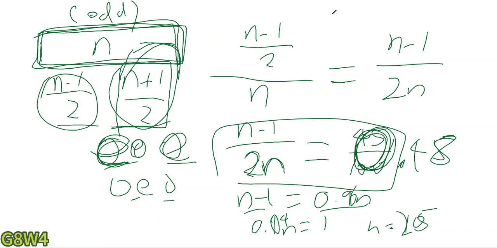All right. One of the following nets cannot be folded to form a cube. Which one? All right, so A, we have this thing. And then we have B, C, D, and E.